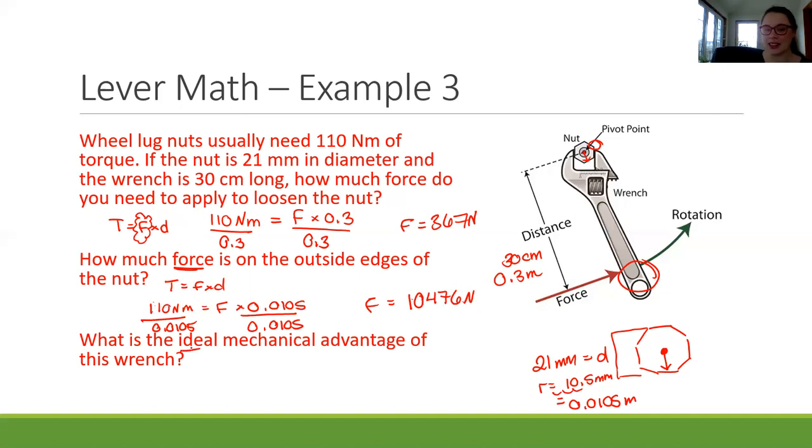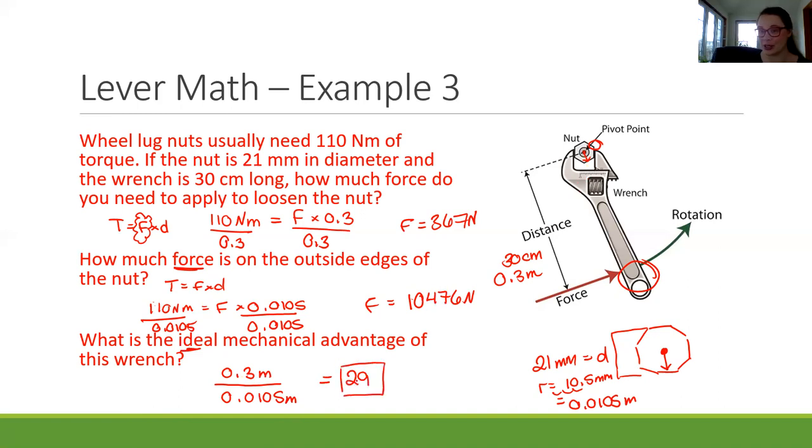If I want to know what the ideal mechanical advantage is, we're just going to compare the two distances from the pivot point. My effort was put 0.3 meters from the pivot. The load was where the edge of the nut is. It was 0.0105 meters from the pivot point. It was really close to the pivot. The mechanical advantage happens to be equal to 29.